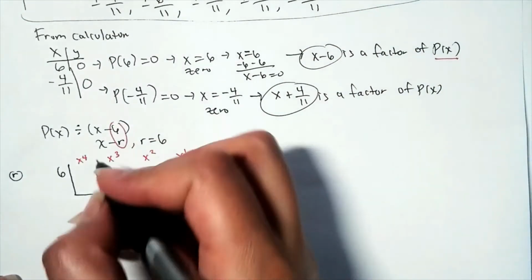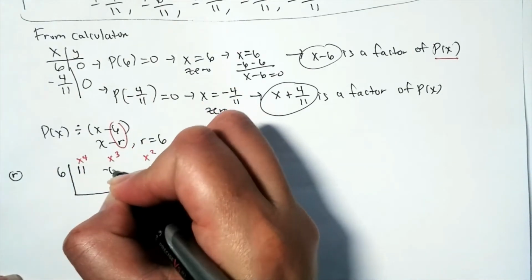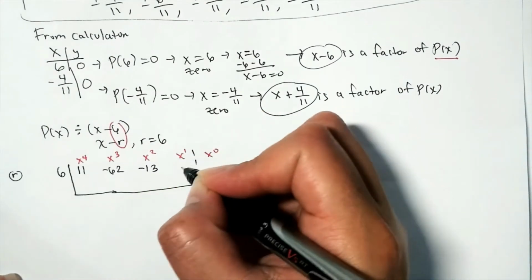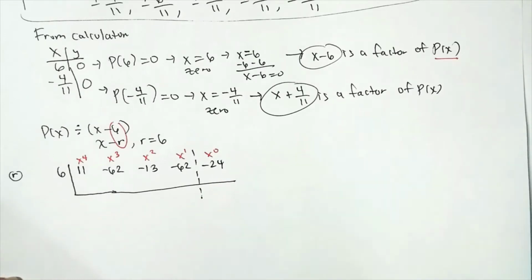The coefficients are 11, -62, and then you can read the rest. So the coefficient of the x to the 4th is 11, of the x to the 3rd is -62, of the x squared is -13, of the x term is -62, and the constant term is -24.